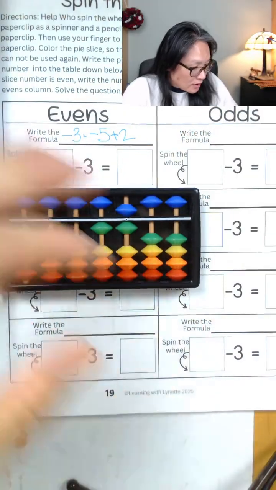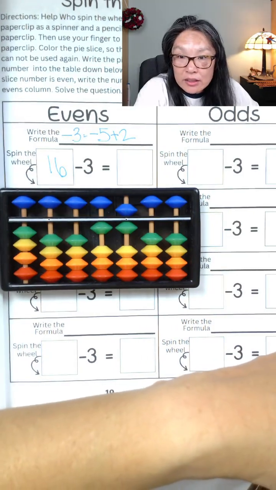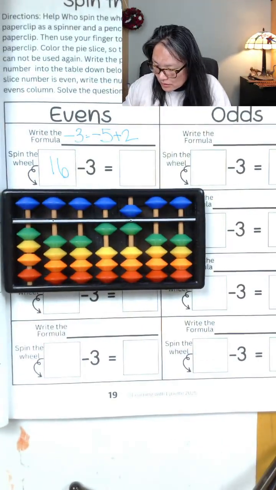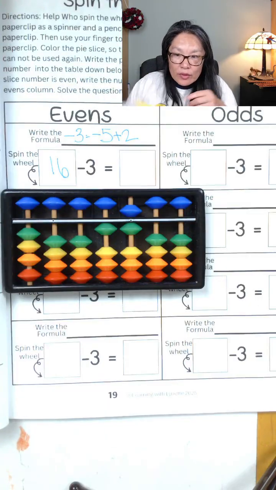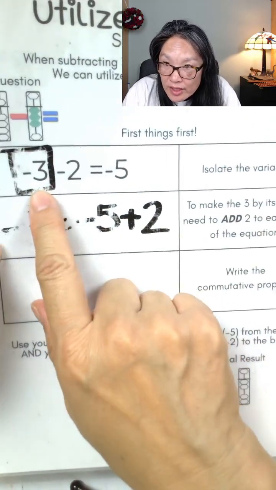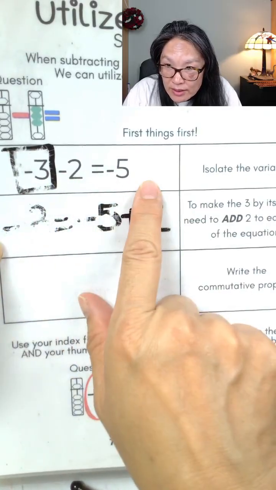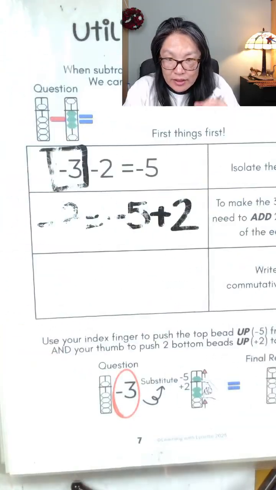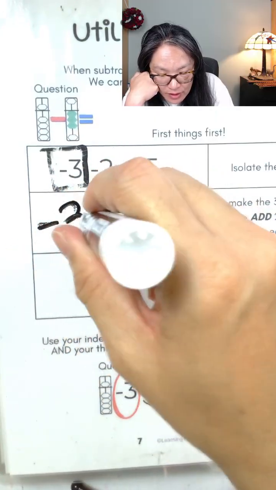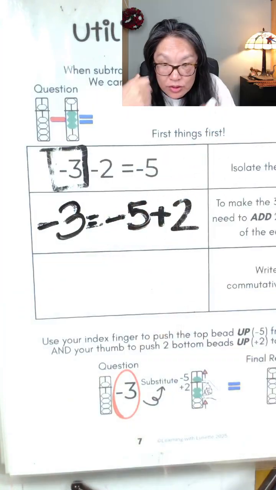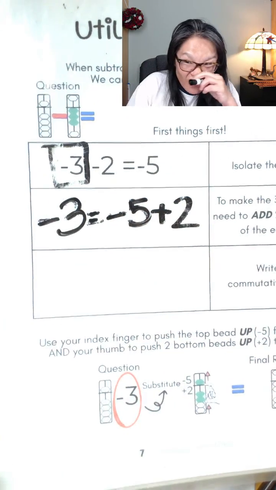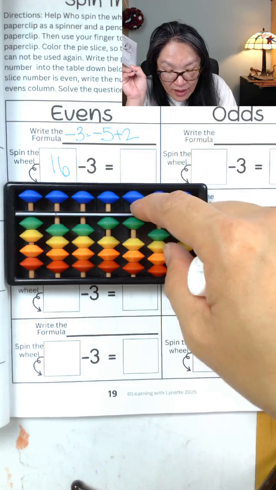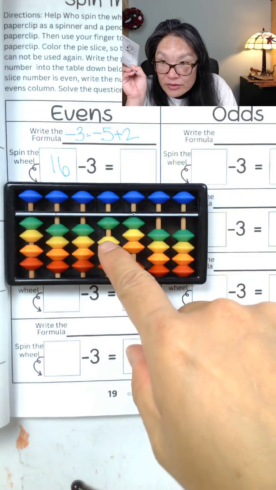You know this, right? Because what did we do? We did modification. Remember what the formula was? 3, minus 3 plus 2 is equal to minus 5. Remember, we isolated the variable. We're isolating the minus the 3. When we minus the 3, we want to minus the 5 plus the 2. I've just given you directions on how to use the abacus. I want to minus the 5 and plus the 2. So my final answer is 13.